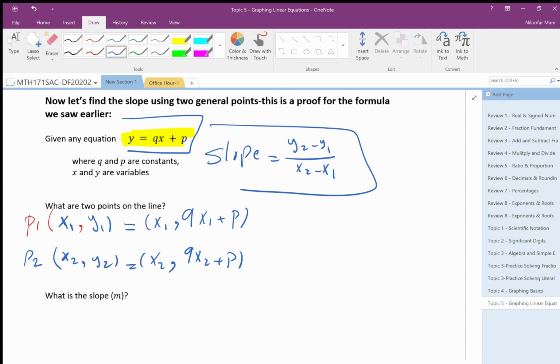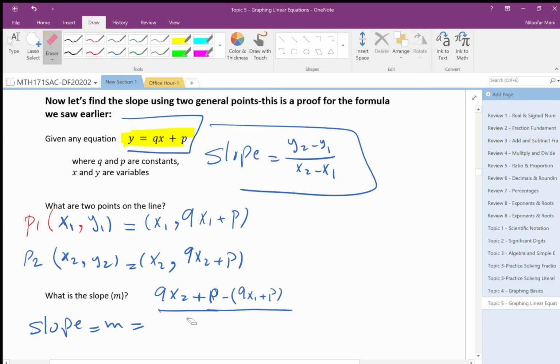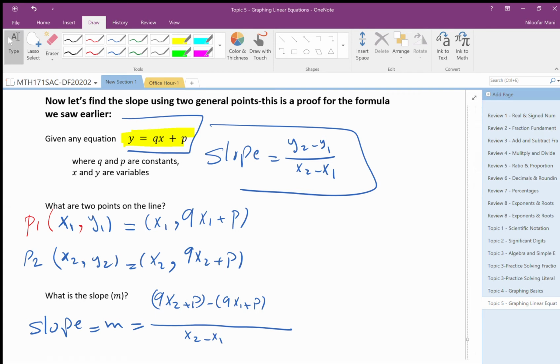Okay, so what is a slope? A slope is, maybe I start from here, qx2 plus p minus qx1 plus p. But remember, maybe I just write it a little bit higher. Okay, so I make the line here. So qx2 plus p minus qx1 plus p divided by x2 minus x1. Because I started from y2, I have to start from x2 in the denominator as well.